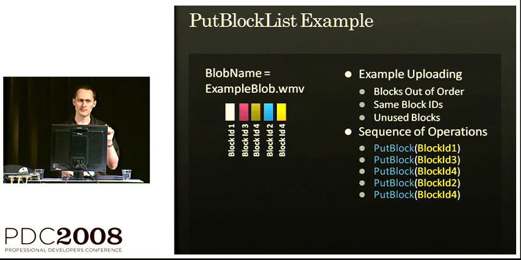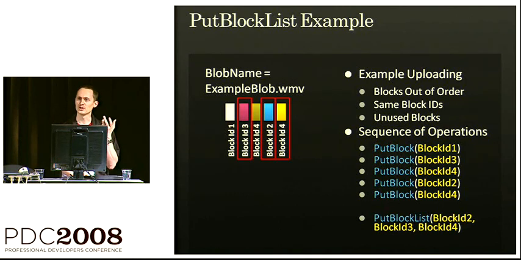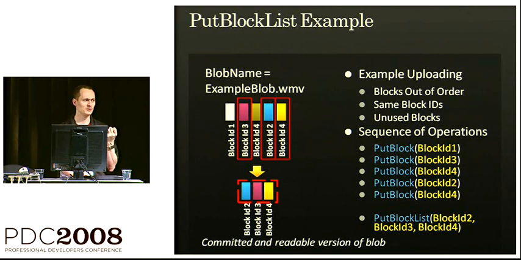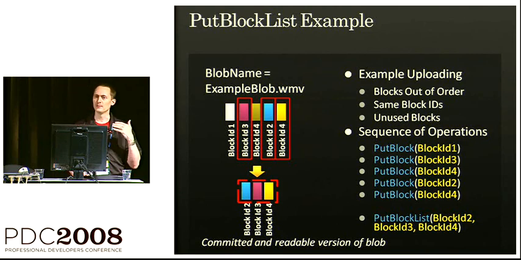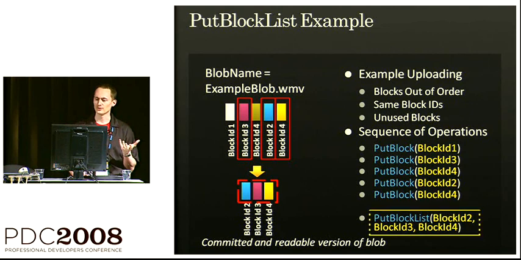Okay? And now for this example, I want to create a blob for example blob such that the readable version of that blob, if I read it from beginning to end, would consist of block ID 2, followed by block ID 3, followed by block ID 4. And that's what this put block list will do. So it's going to select these 3 blocks and form the following readable blob. So if you read this from the beginning to end, you'd see the block data bits for block ID 2, 3, and 4. And so what matters here in terms of uploading, you can upload your blocks out of order, but what matters is the order of the blocks in this put block list.